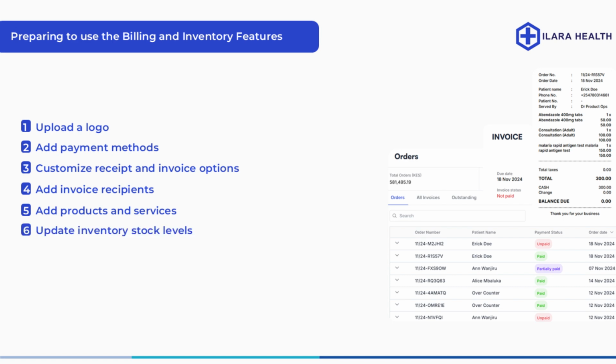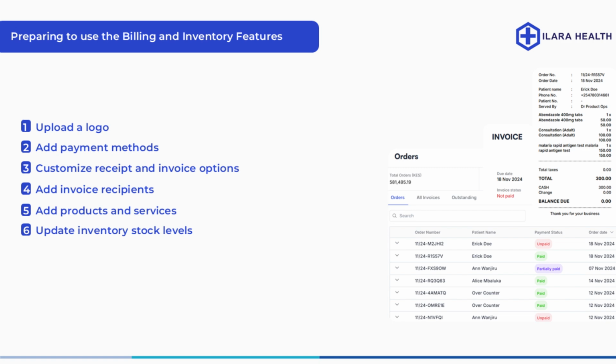At 6 is updating inventory stock levels. It will be essential to update the inventory stock levels before beginning to use the billing and inventory features, because when bills are created from products and services with inventory records, the system will deduct the quantities being sold. So if you do not update the inventory stock levels, the items will run negative in the system, which is not a proper stock management process.